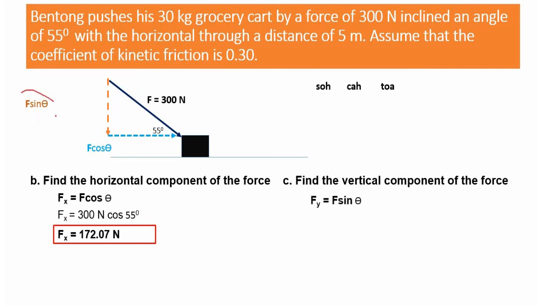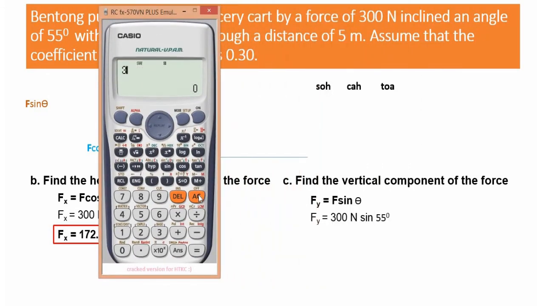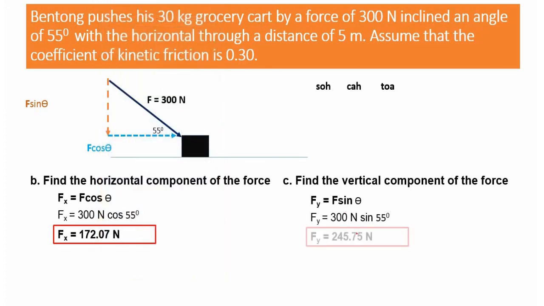Next, how about the vertical component or the Fy? Okay, so we already identified that we have to use the sine theta. Just plain substitution. And then sine, then the angle is 55 degrees. So let's get our calculator here. 300, then press the sine, then 55, and you get 245.75 Newton.